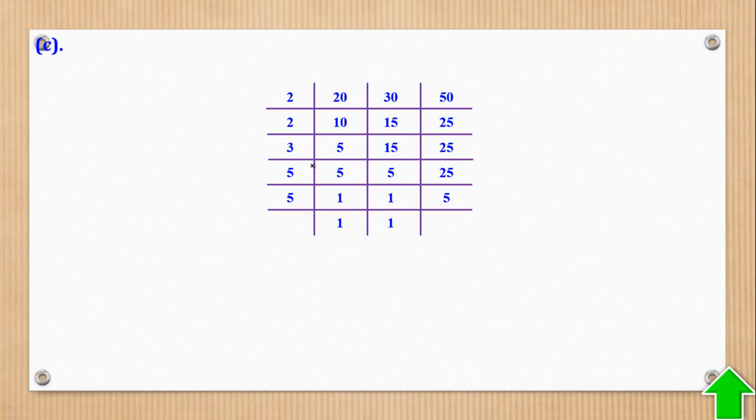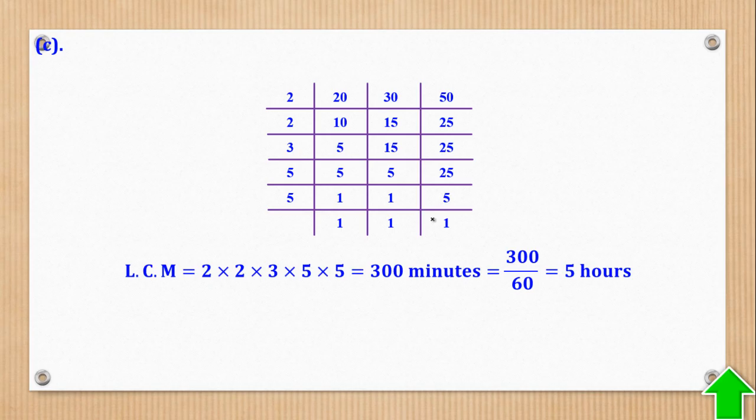Then we shall go to 5 again, this remains 1, 1, 5 divided by 5 gives you 1. So we shall stop there and we multiply to get the LCM. So LCM is 300 minutes, which is equivalent to 5 hours.